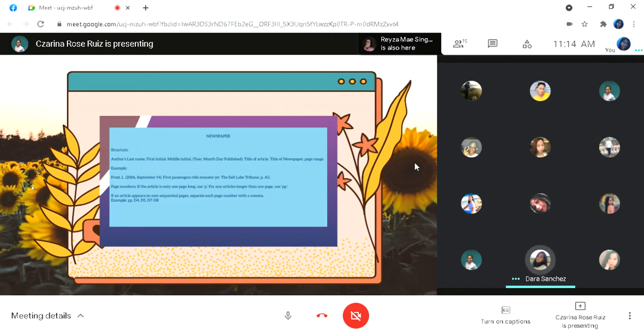the website, we also use the author's last name, first initial, middle initial, and the open parentheses, year, month they published, and the title of the article, and title of the newspaper, page range. For example, Frost, comma, first initial L, period, open parentheses, 2006, comma, September 14, close parentheses, period, and the title of the article, First Passenger Ride, Monster Jet, period, and the title of the newspaper, the Salt Lake Tribune, comma, and the page number P, period, A2.